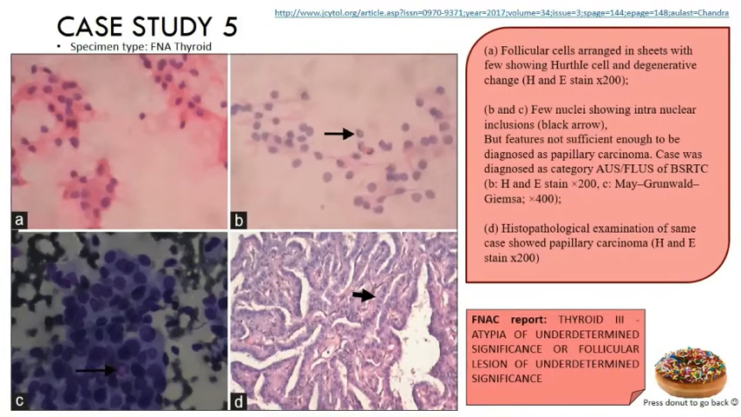In cytology, based on pictures A, B, and C, the smear shows characteristics that are suspicious for atypia of undetermined significance, that is Type 3. But based on histology, the diagnosis is confirmed as papillary carcinoma because of the presence of hyperchromatic nuclei.